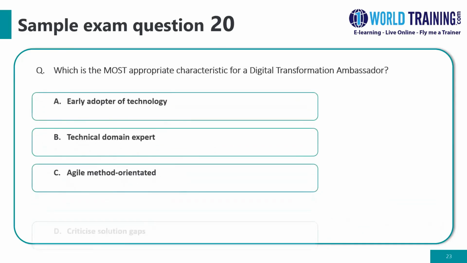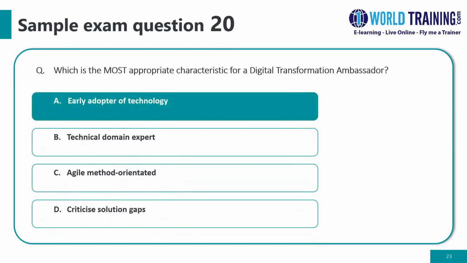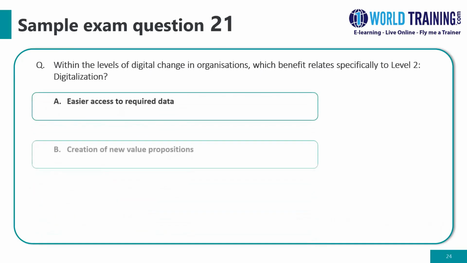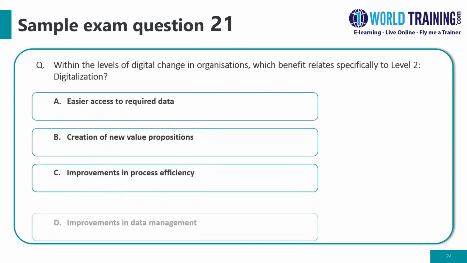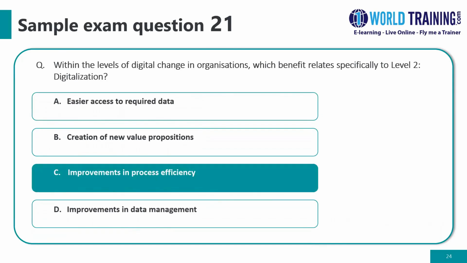Number 20, which is the most appropriate characteristic for a digital transformation ambassador? The answer is early adopter of technology. 21, within the levels of digital change in organizations, which benefits really relate specifically to level 2? The answer is C, improvements in process efficiency.